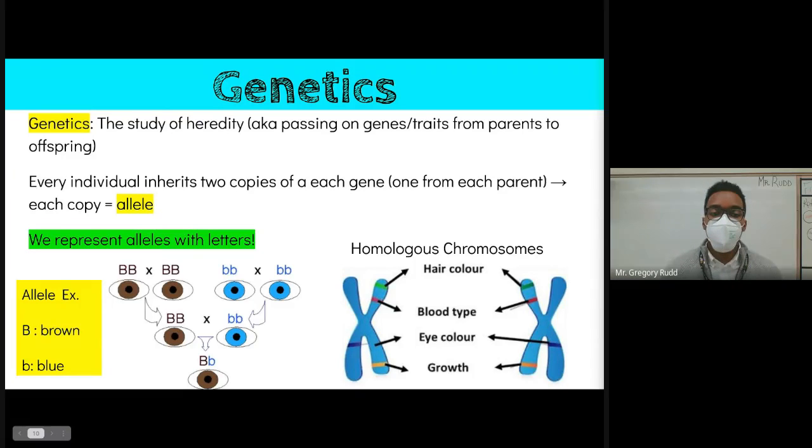We represent alleles with letters. The letters themselves are arbitrary. They actually don't really have anything to do with the gene. So we can choose whatever letter works for us. If we're talking about hair color, we might choose the letter H. If we're talking about blood type, there are actually specific letters for that, which we'll talk about later in the unit. If we're talking about eye color, we might choose the letter E.